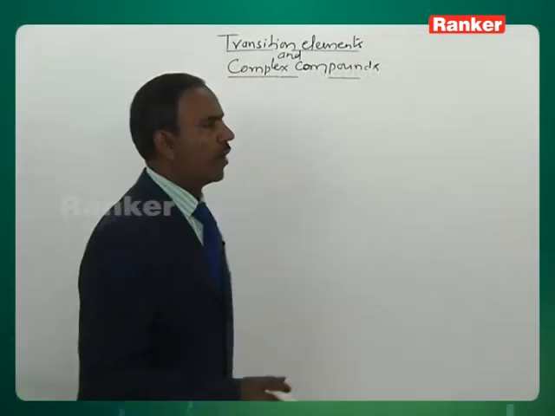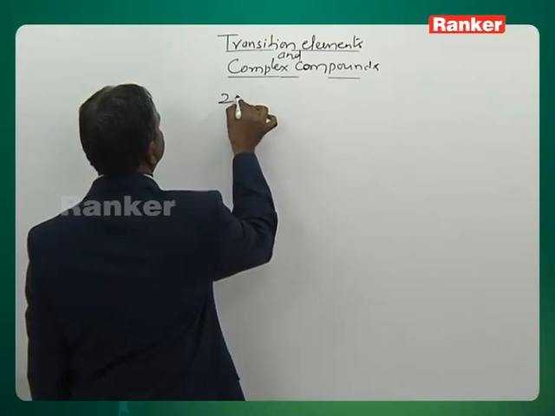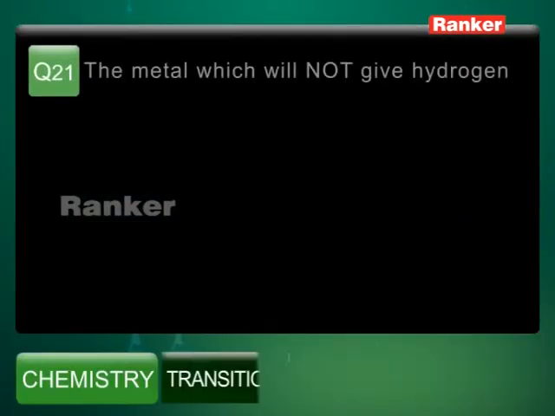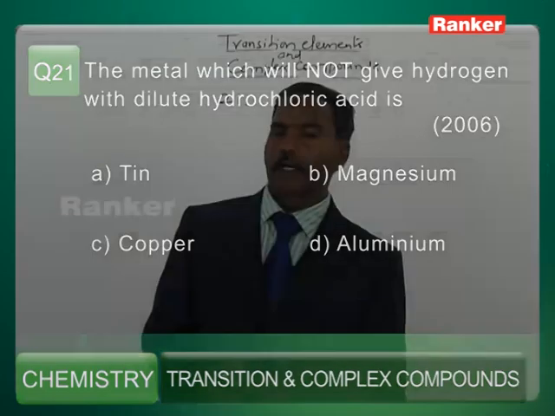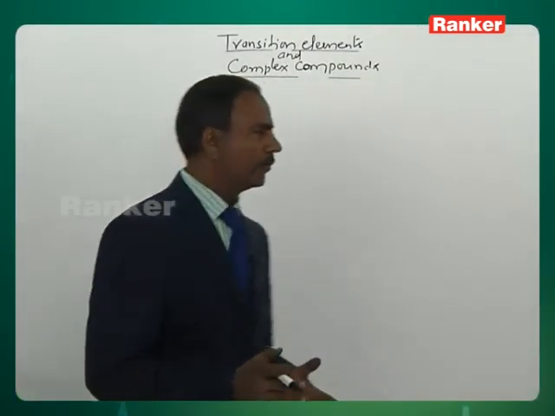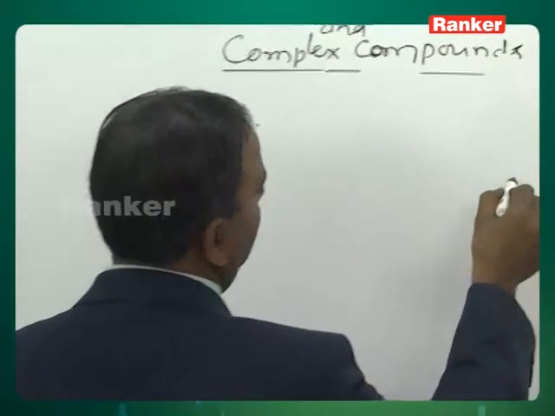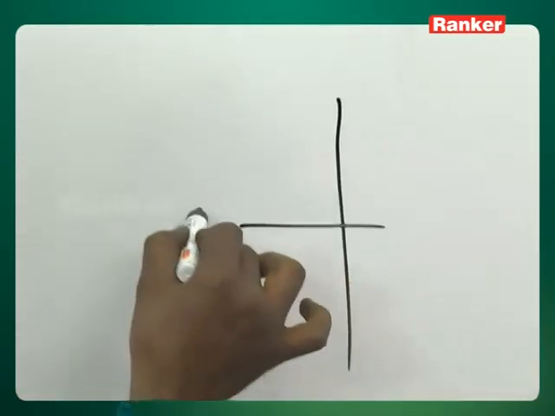Coming to question number 21. The metal which will not give hydrogen with dilute hydrochloric acid is... See, generally, according to the electrochemical series, recollect the electrochemical series, hydrogen.